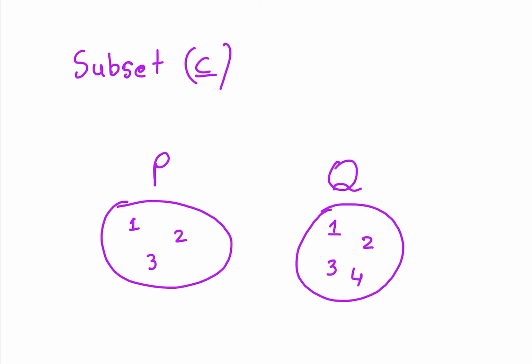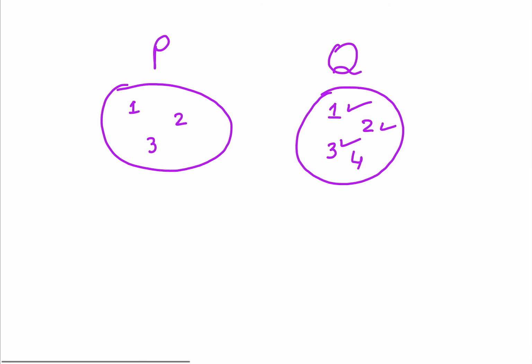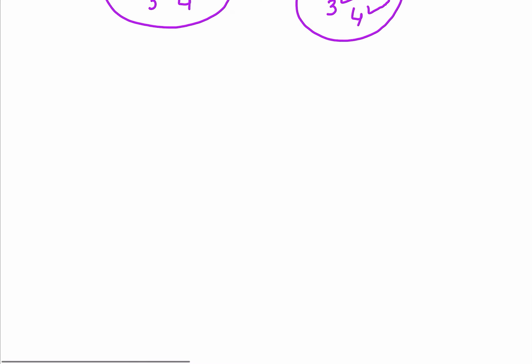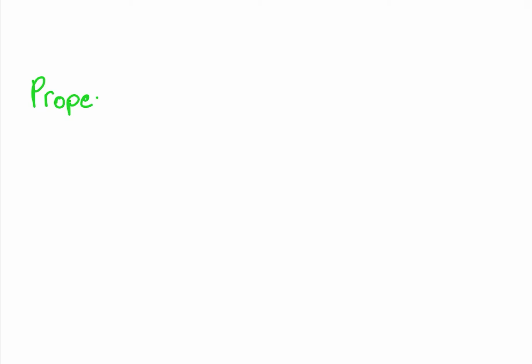3, and 4. Since Q has all the elements of P, 1, 2, and 3, P is a subset of set Q. In fact, even if I add 4 to P, it would still be a subset of Q, because Q still has the 4 that is in P, which means that P is a subset of Q. A type of subset, however, is the proper subset, which is denoted by this symbol.